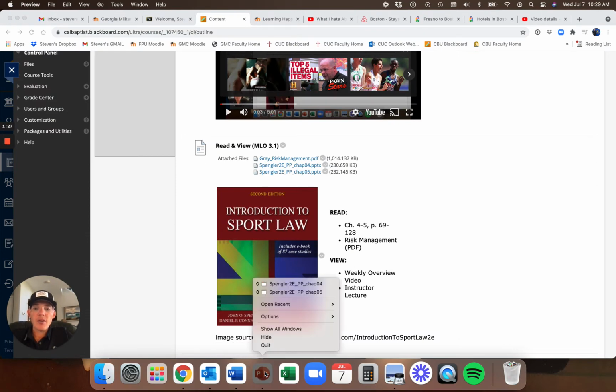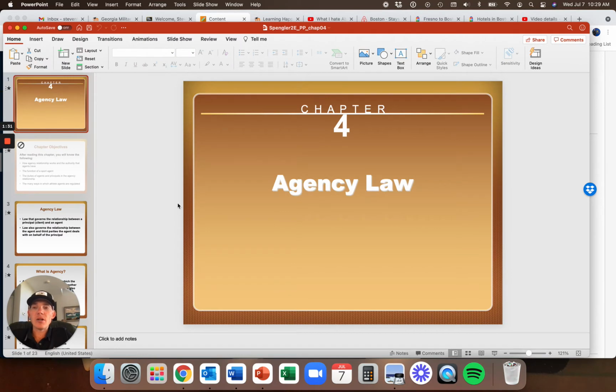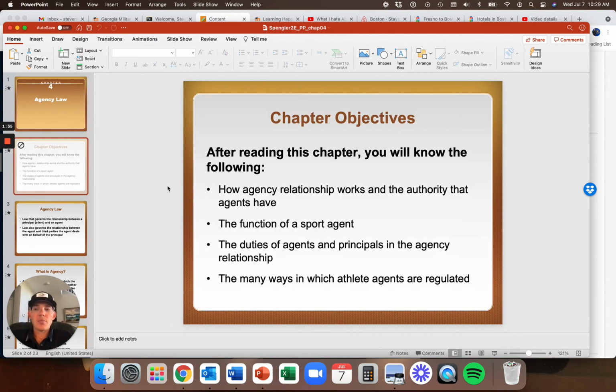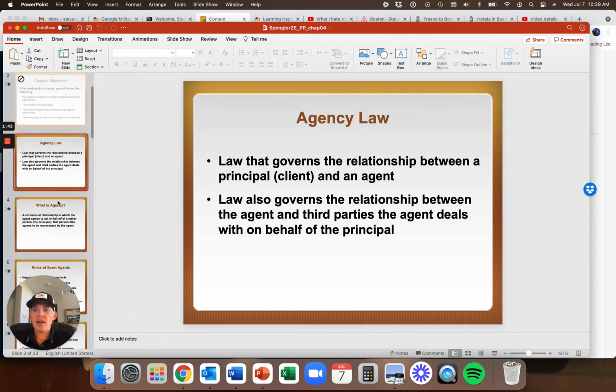I'm going to go right into the first chapter, which is chapter 4 on agency law. This is some interesting content. Like I've done in previous weeks, I'm just going to go to the highlighted slides that you'll see when you download the PowerPoint. That's really what I want you to focus on.